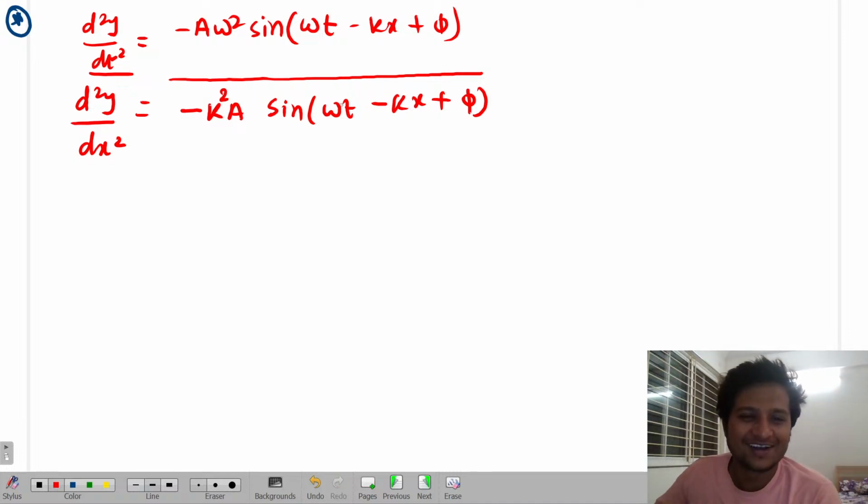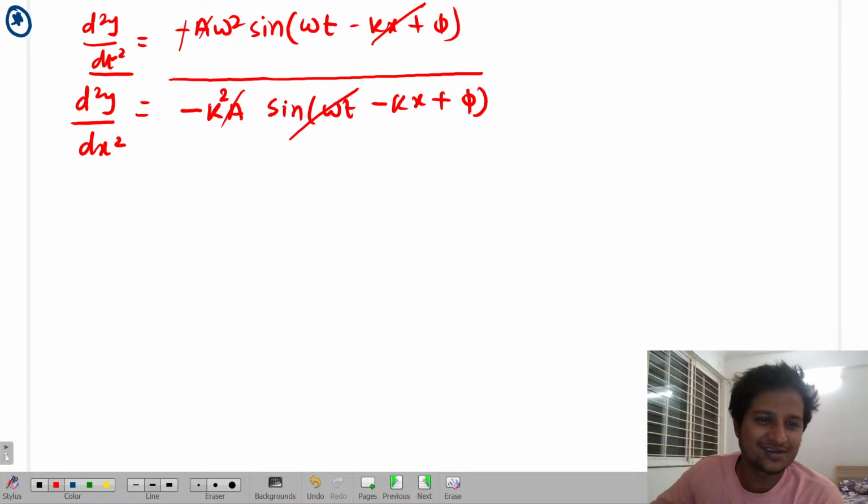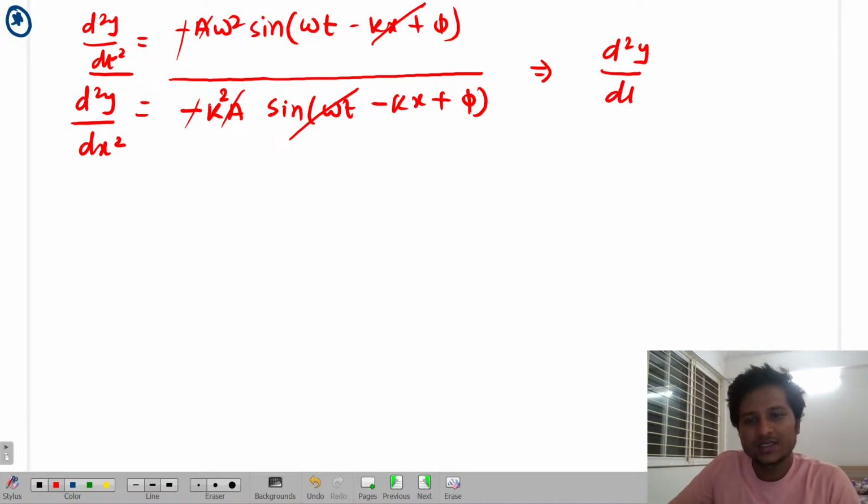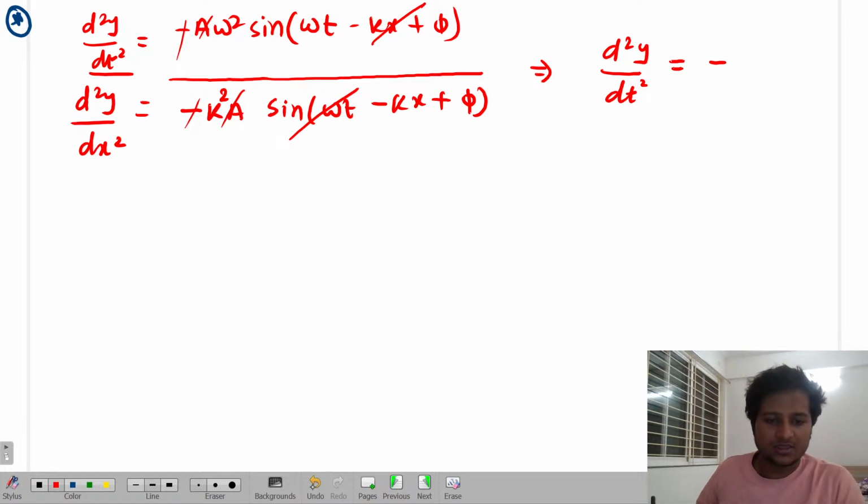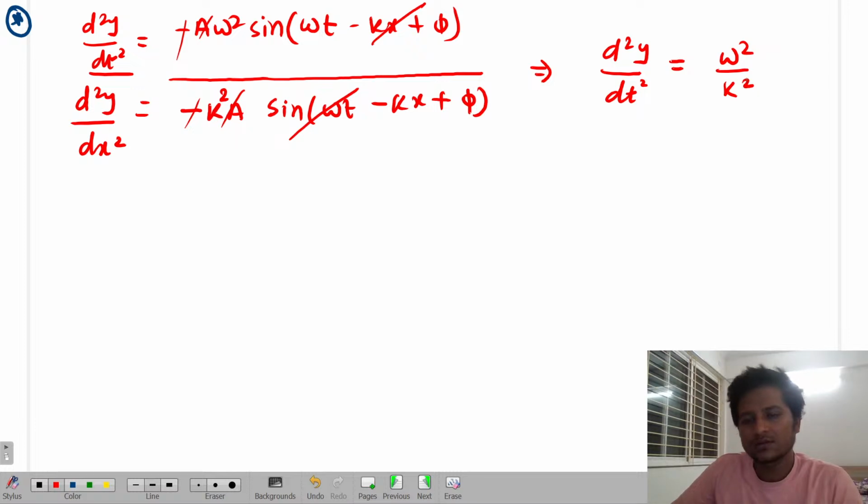Okay. Now look over here. So sine and sine once again got cancelled. A and A got cancelled. Negative, negative got cancelled. What I'm left with once again, d2y by dt square is equal to minus, no, it will not be minus, omega square by k square into d2y by dx square.